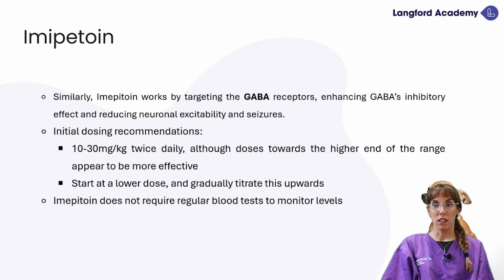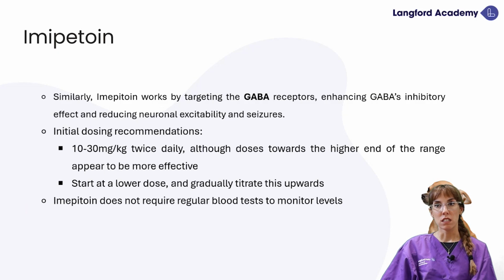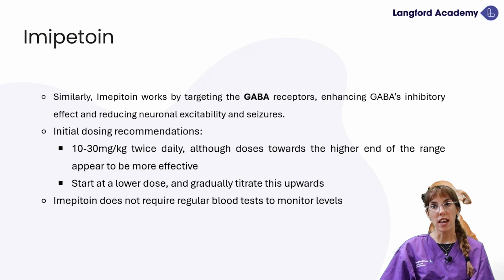Imepitoin works by targeting GABA receptors as well, so just keep that in mind. And it reduces neuronal excitability and seizures. Now, the initial dosing recommendations, you've got quite a big gap, so from 10 to 30 milligrams per kilogram twice daily. And these doses can be titrated up slowly. You don't need any blood work at all, as opposed to phenobarbital. And I suppose this is something that owners might find appealing with imepitoin.